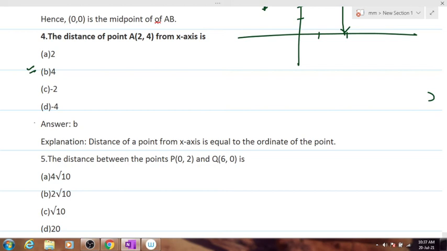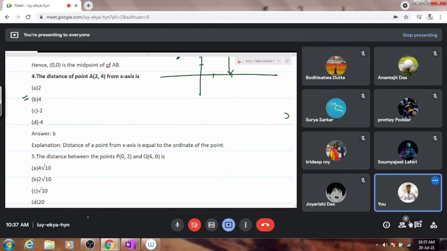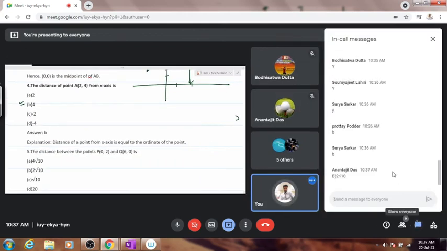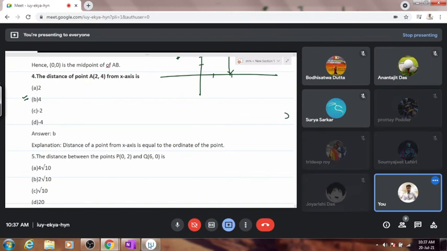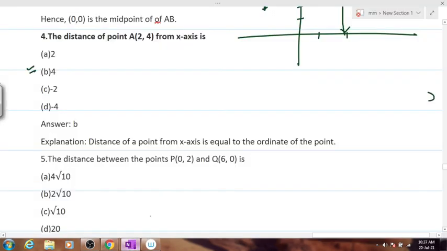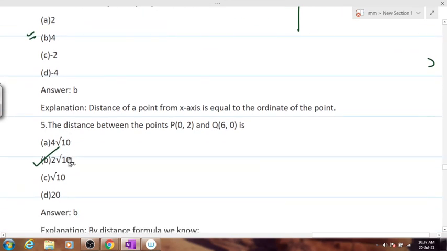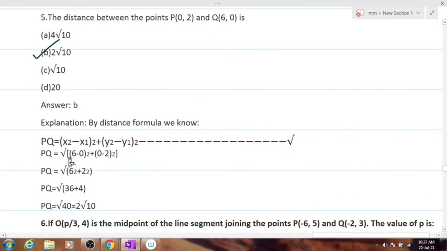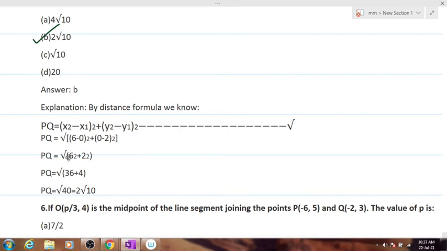Done. I have the answers from people. 2 root 10. Yes, students have got the answer 2 root 10. 2 root 10 will happen to be the correct answer because no such fishy thing was there in this question. Everything was very normal. Now, can we move on to the next question 6?